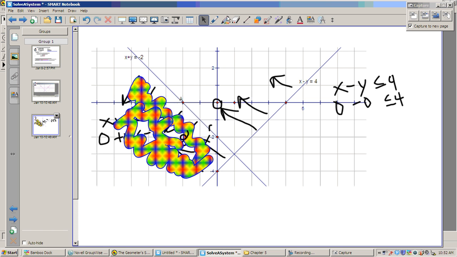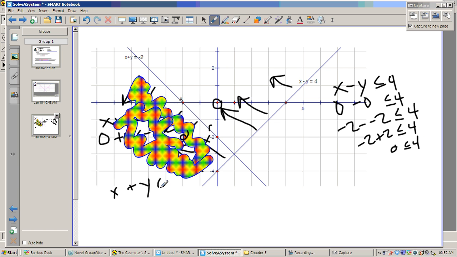If I plug in negative 2, negative 2, is it true that negative 2 minus negative 2 is less than or equal to 4? That would be like negative 2 plus 2. And yes, that's definitely less than or equal to 4. The other equation I covered up over here was x plus y is less than negative 2. And if I plug in negative 2 for x and negative 2 for y, that statement is true as well. Negative 4 is less than negative 2. So that's just my way of checking the answer.